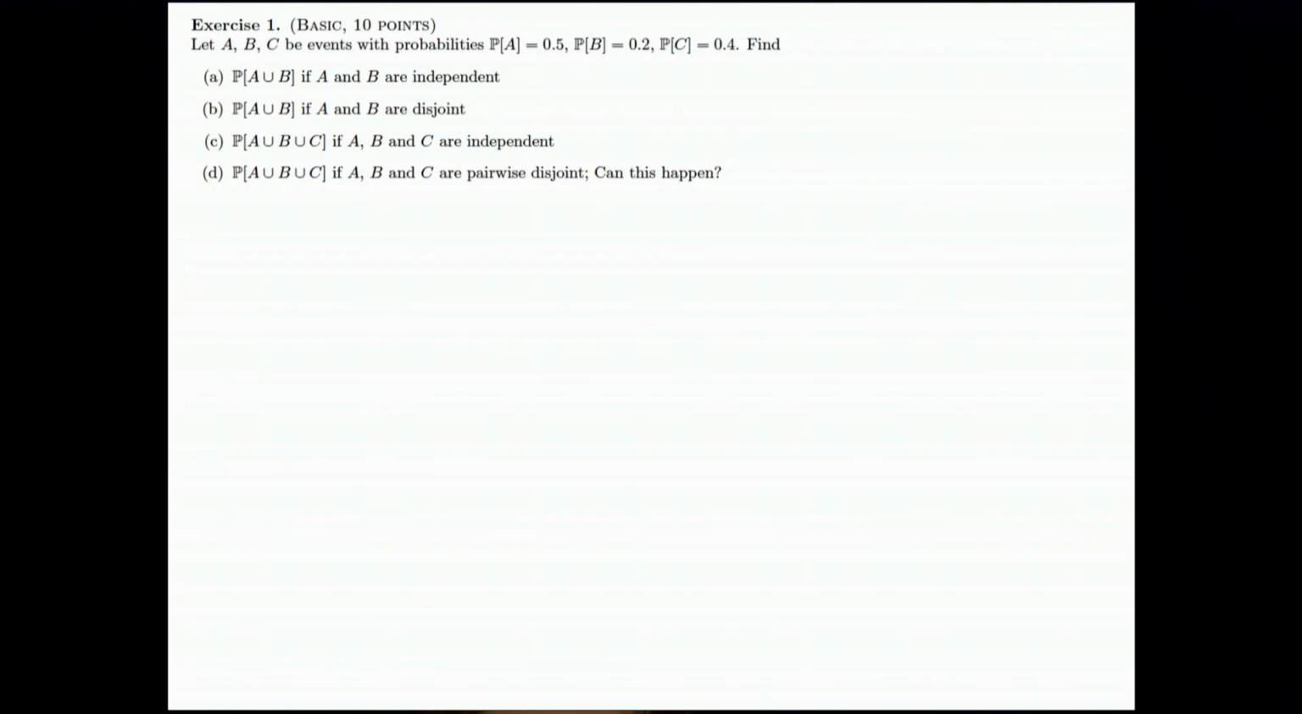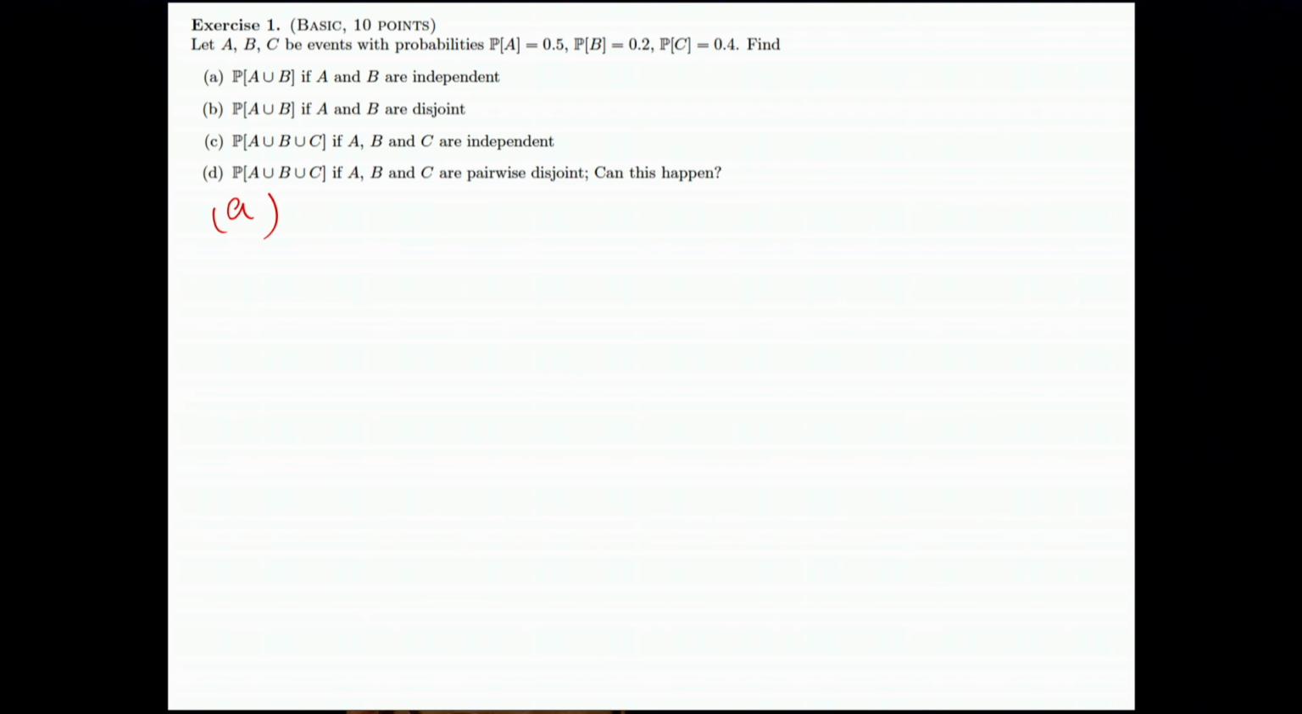Here's the question. We have events A, B, C, with the probability of A equals 0.5, probability of B equals 0.2, and probability of C equals 0.4. First, we want to find the probability of A union B if A and B are independent.